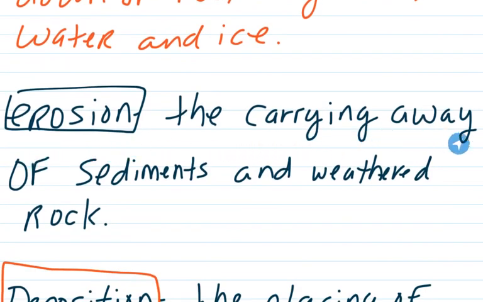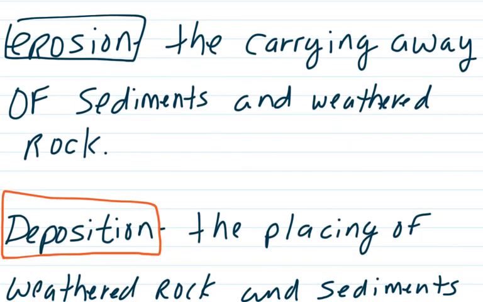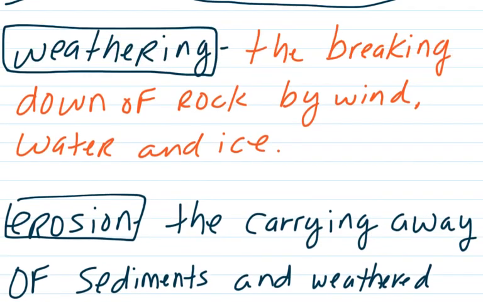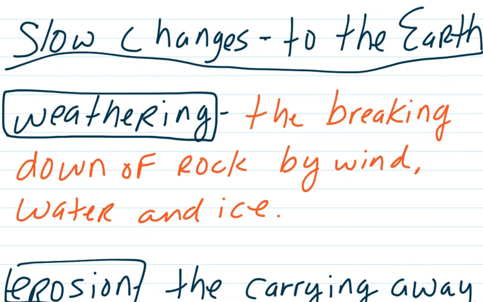Erosion, which is the carrying away of sediments and weathered rock. And then the last thing going into those slow changes of the earth is deposition, the placing of weathered rock and sediments in rivers, lakes, and streams. And when you're thinking about deposition, just think about trying to go and deposit money in the bank, right? Because that's how weathering, erosion, and deposition work. It's pretty much just like taking money to the bank and depositing it.